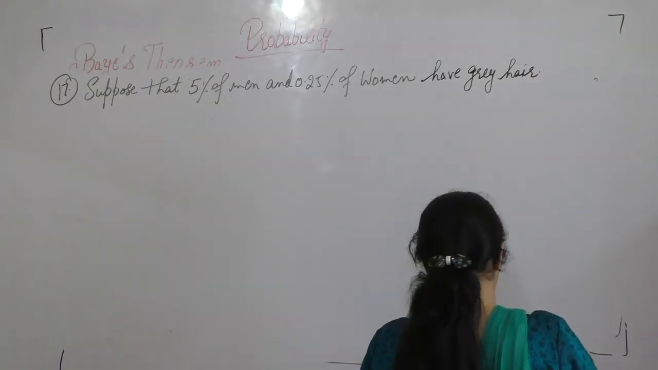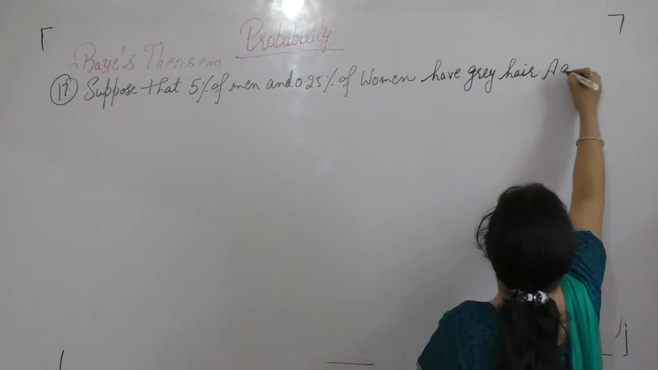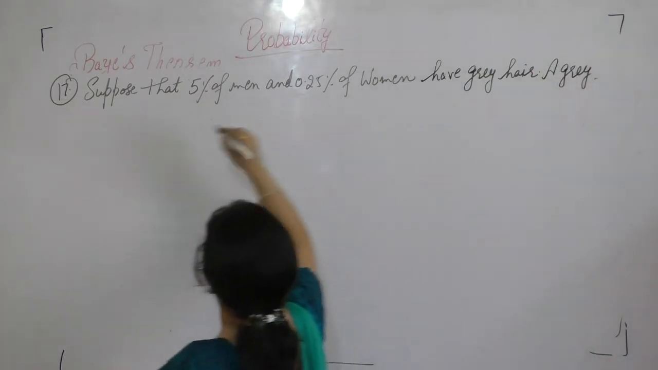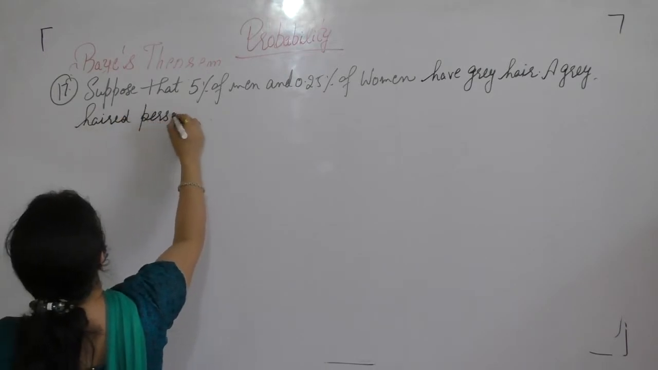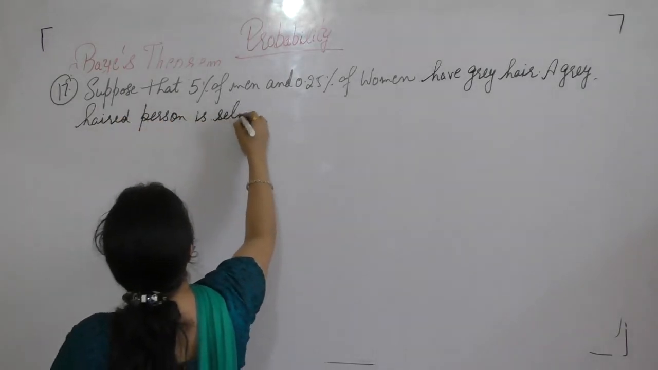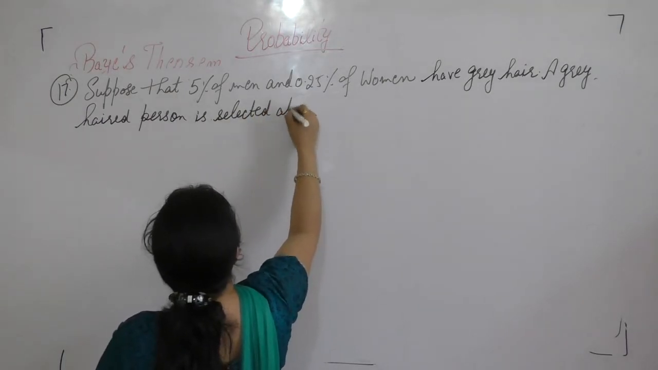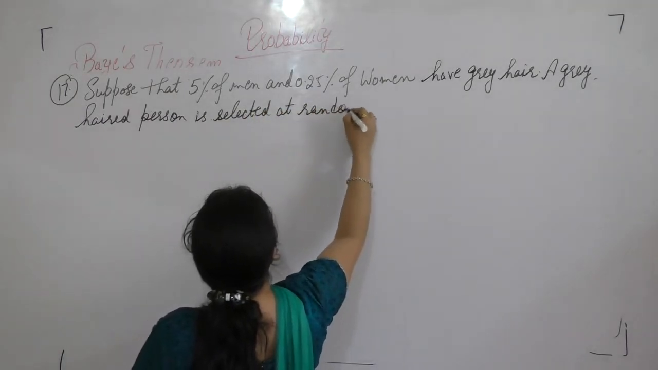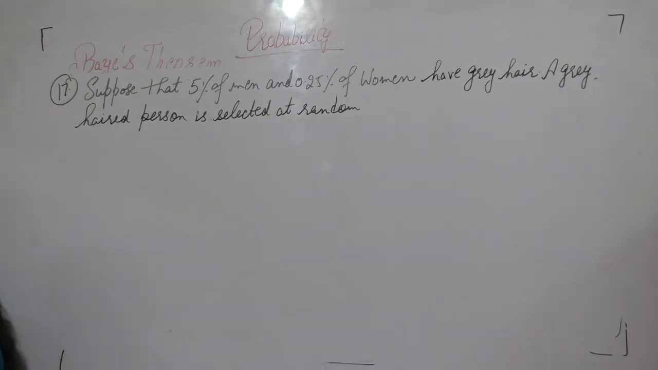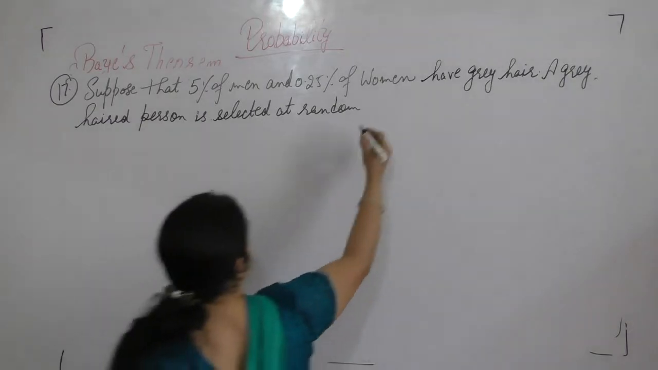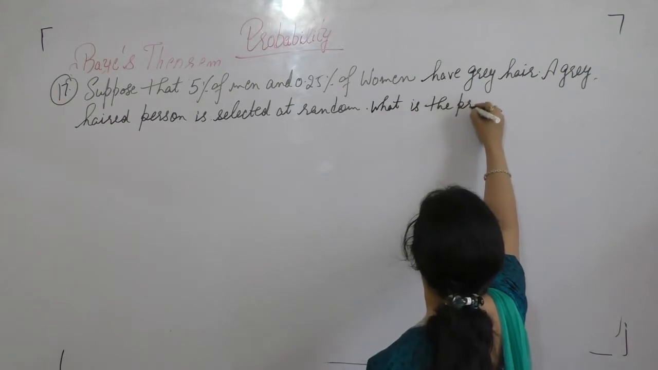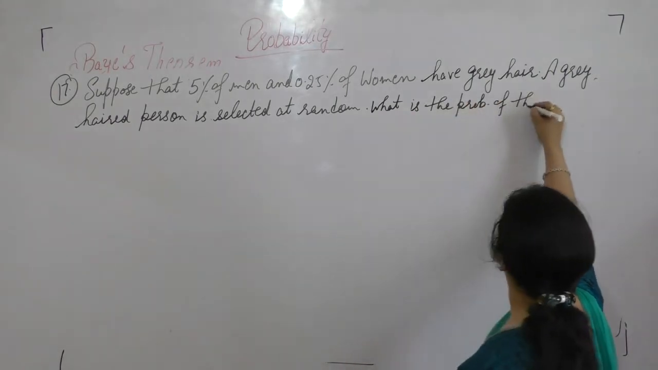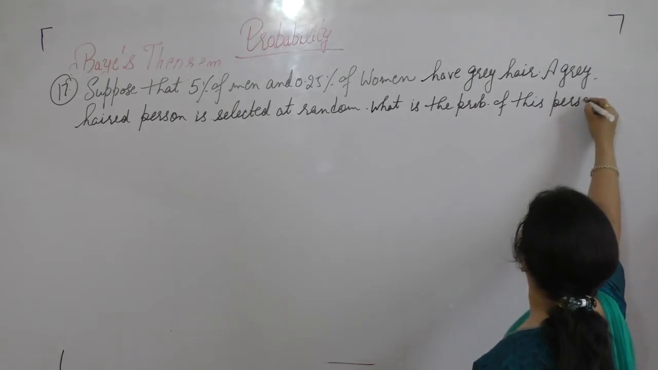A grey-haired person is selected at random. What is the probability of this person being male?